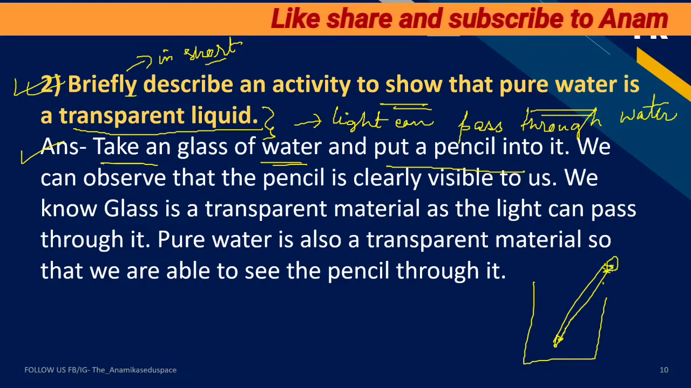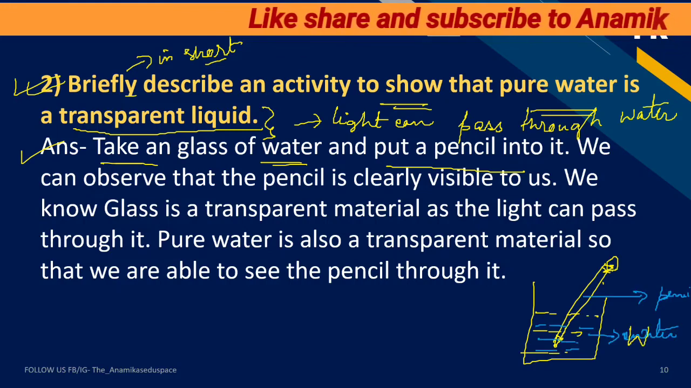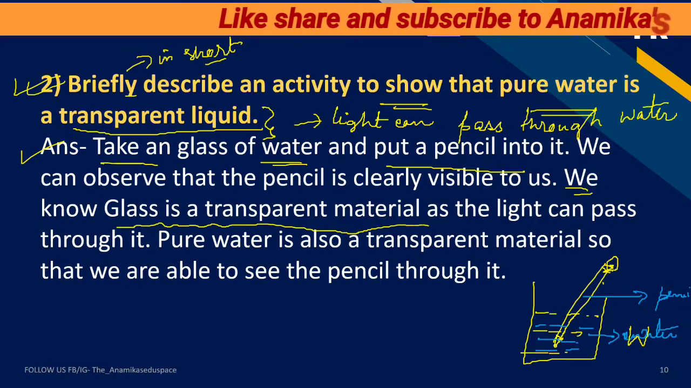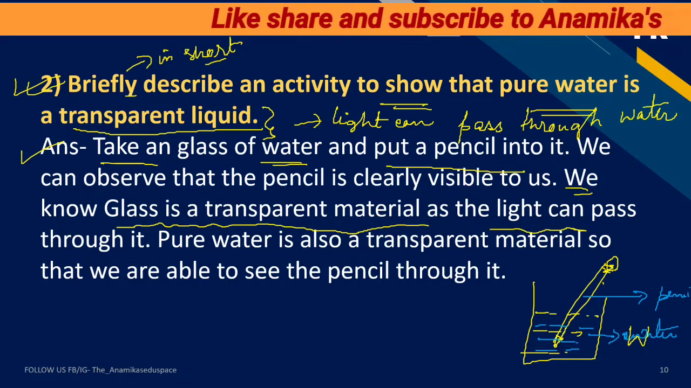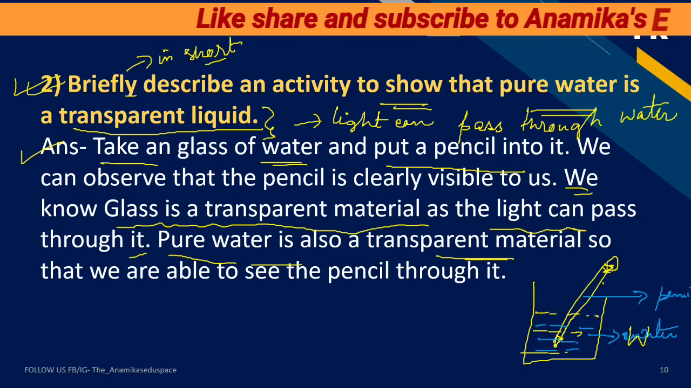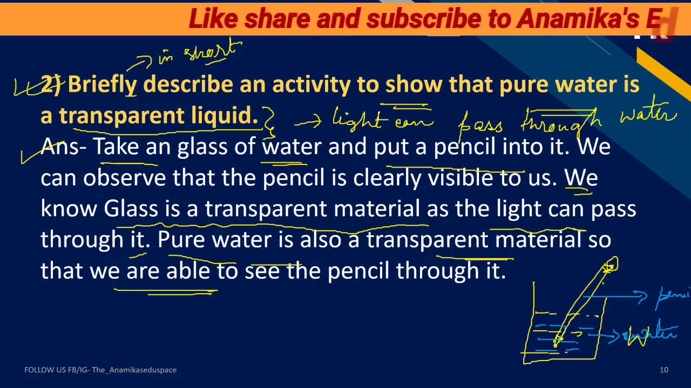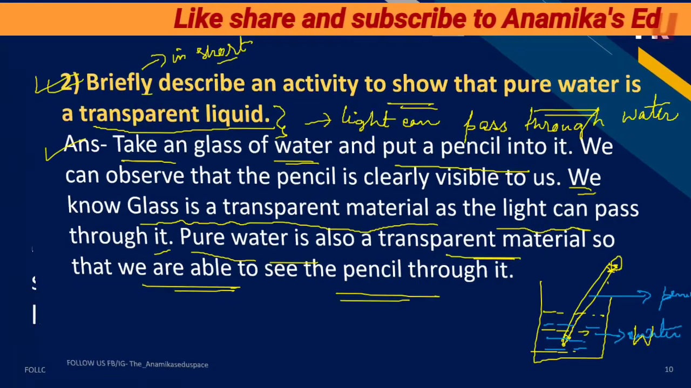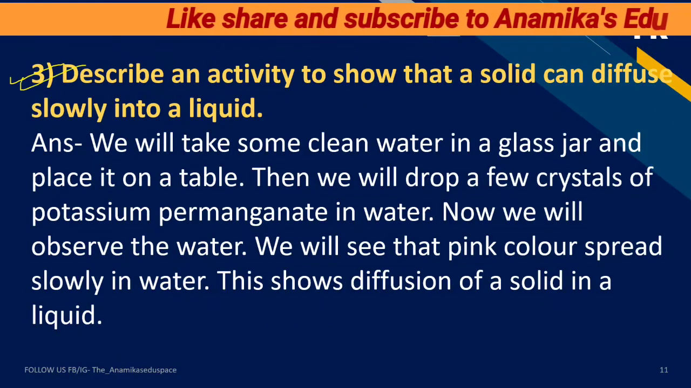Please do follow the picture which is present in your book. So when we dip the pencil in this glass of water, then what happens? It is clearly visible to us. When we can see this pencil clearly, then we know that glass is a transparent material, as light can pass through it. Okay. Now pure water is also a transparent material, so that we are able to see the pencil through the water also. Clear? Now coming to question number 3.